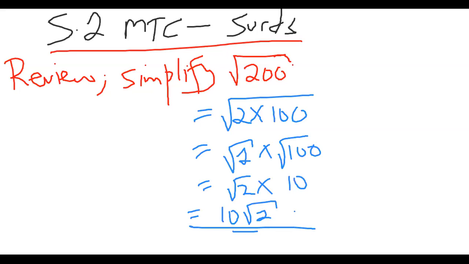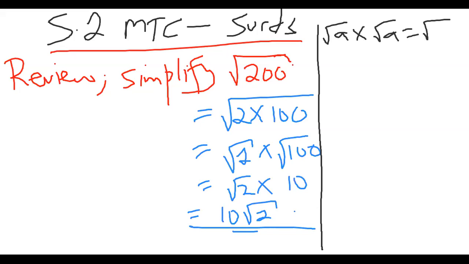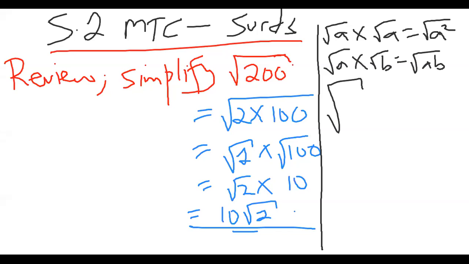In summary, last time we summarized our lesson by saying that when you have the square root of a times the square root of a, you get the square root of a squared. When you have the square root of a times the square root of b, this is the same as the square root of ab. In other words, multiply them. When you have the square root of a over b, this is the same as the square root of a over the square root of b.